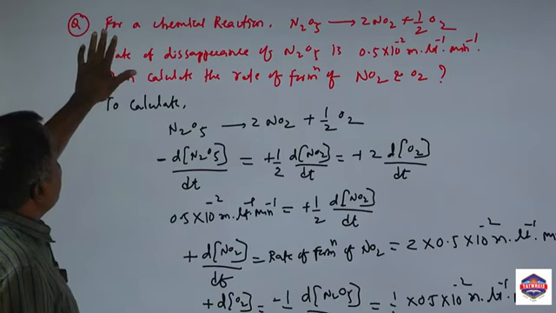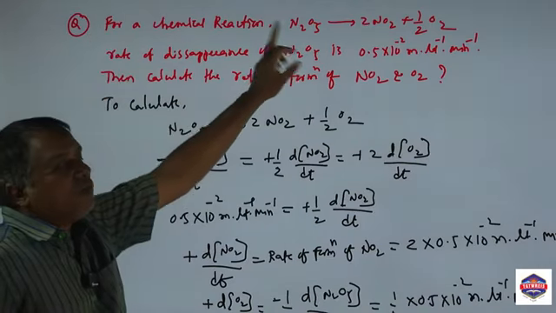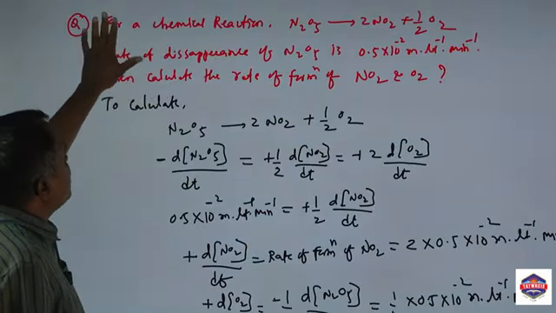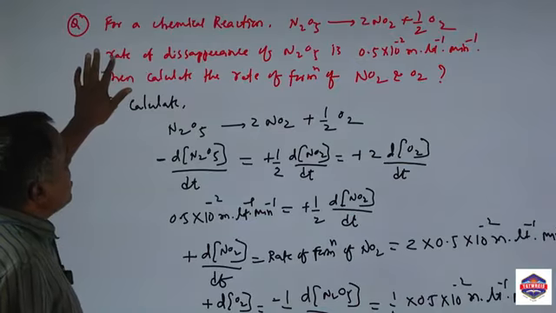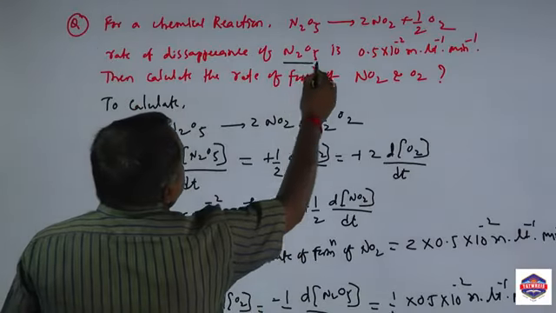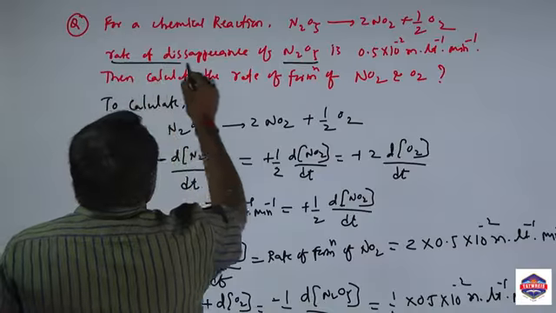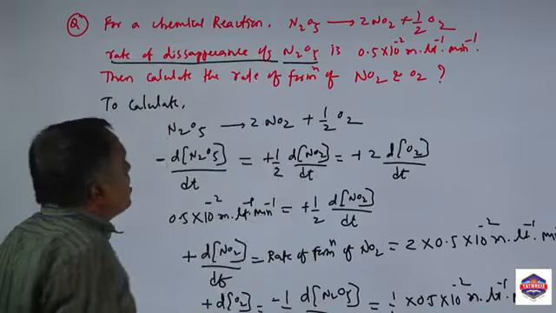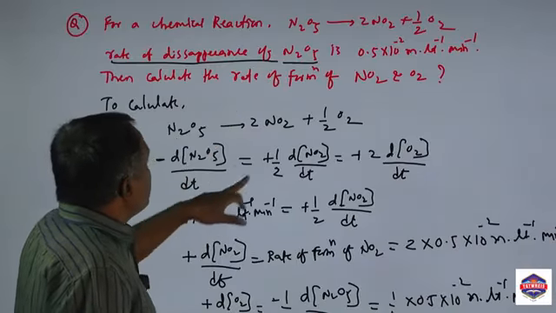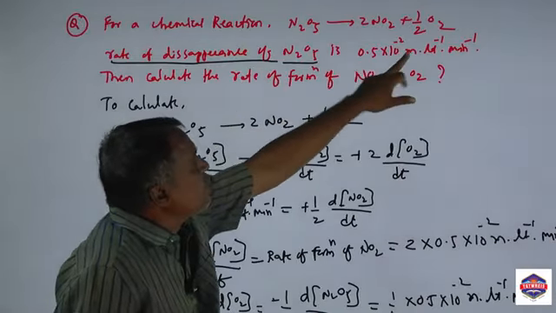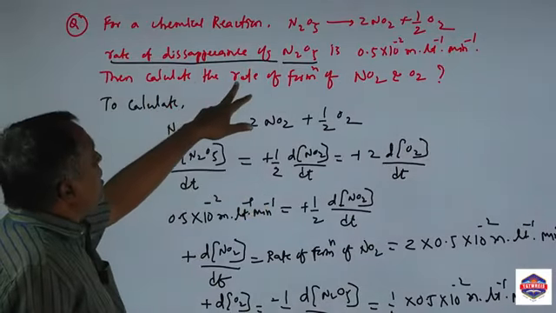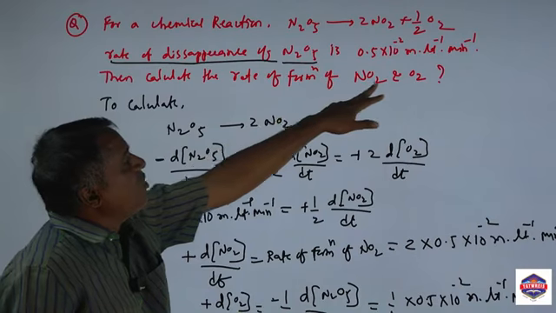Again I will explain now. For a chemical reaction, N2O5 gives 2 moles NO2 and half mole O2. This is the reaction given. For this reaction, only the rate of disappearance of N2O5 is given. So the rate of disappearance of N2O5 is how much now? This is 0.5 into 10 to the power minus 2 mole liter inverse minute inverse. Therefore, you must calculate the rate of formation of NO2 and O2.